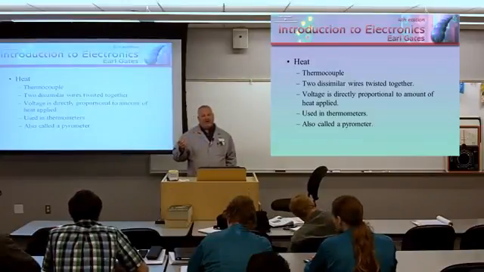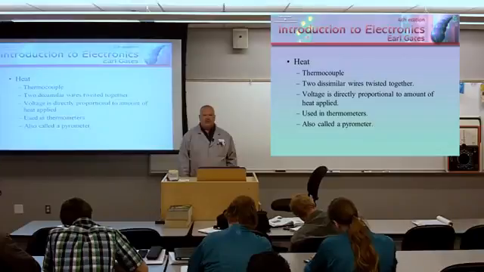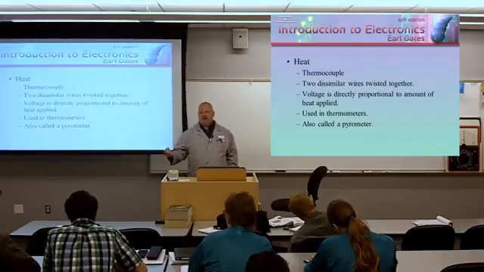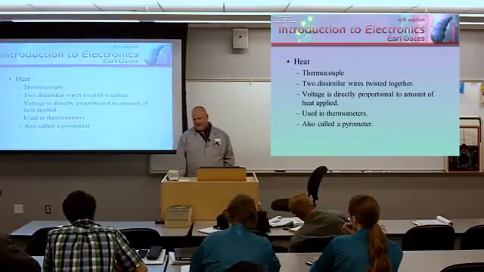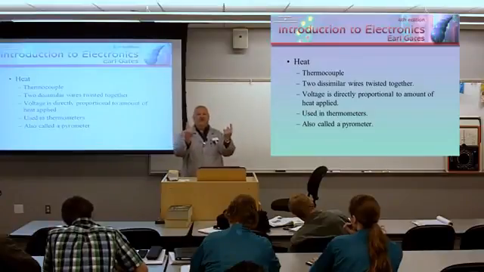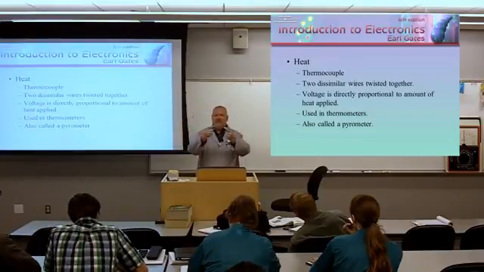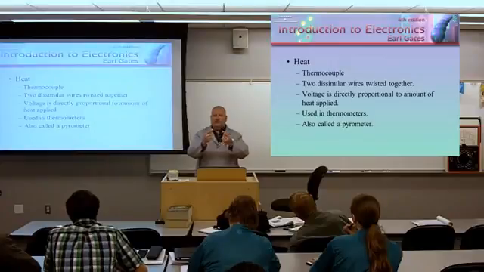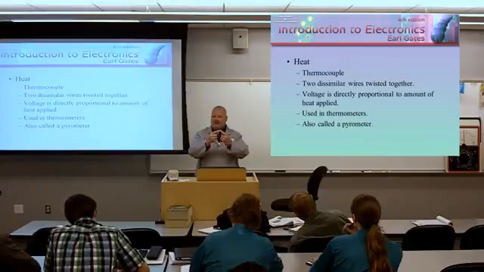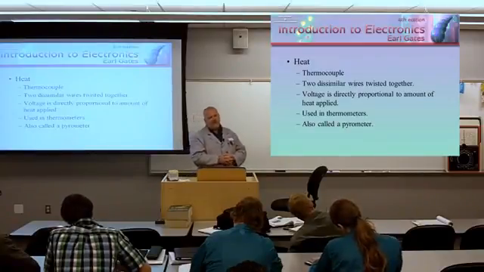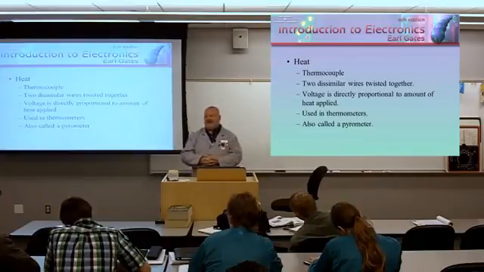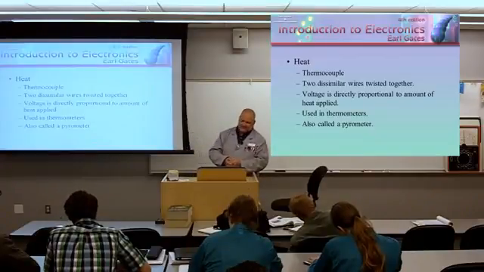These are two dissimilar wires twisted together. When I say dissimilar, I don't mean one blue wire and one red wire. I'm talking about two dissimilar metals. And they're not actually twisted together, they're actually welded together. So you get the two dissimilar metals, and then you weld them together. Where they're welded together, when you heat that joint, because they're dissimilar metals, it's going to produce a voltage. Voltage produced is directly proportional to the amount of heat applied.